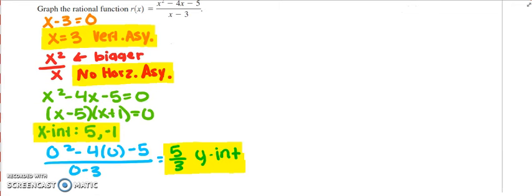Okay, so I find a vertical asymptote. There's no horizontal asymptote because the numerator has a higher power. Then I find the x-intercepts and the y-intercept. There's no horizontal asymptote, which means there could be a slant asymptote. I checked, and there's a slant asymptote if the numerator is 1 degree higher than the denominator, which there is. So I'm going to find the slant asymptote. And how we find the slant asymptote is by dividing.